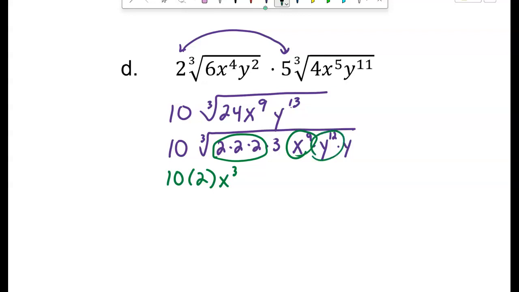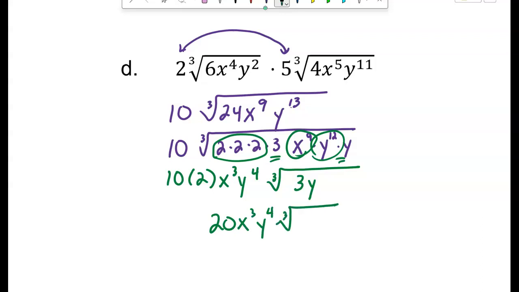y to the 12 is a perfect cube, so y to the 4. Yep, y to the 4. And then we get left here the cubic root of what's left in there. 3y. Now we just have to simplify a little bit on the front. Would you guys agree? Yeah. And then 10 times 2 is 20 times x cubed, y to the 4th times the cubic root of 3y.